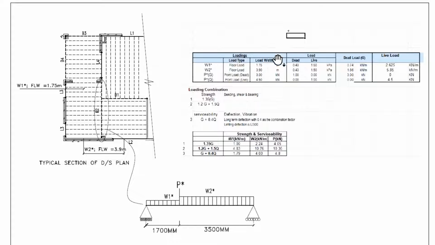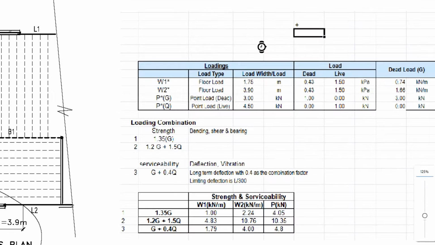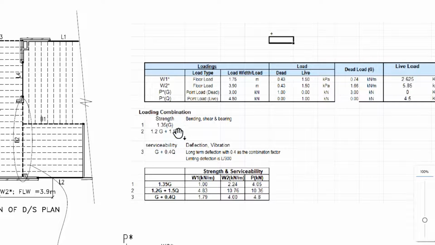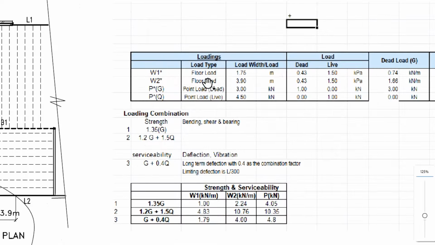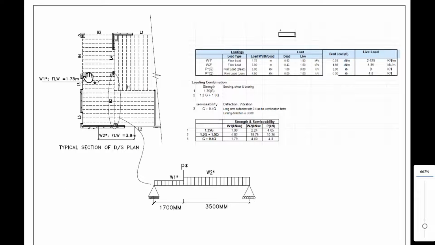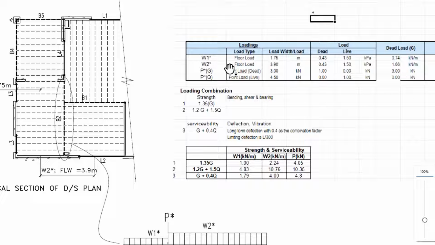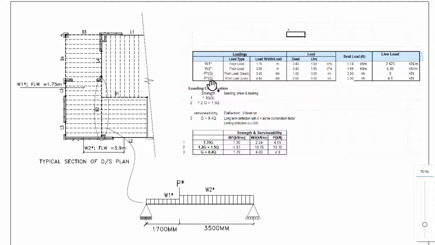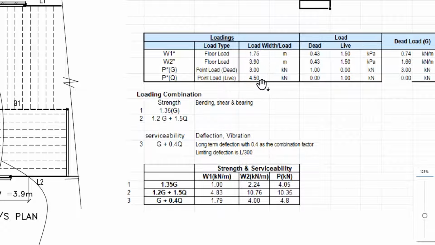I've set up the table like this to make it easier. So W1 is simply the floor load, which floor load width is 1.75 like we said before. And for W2, the floor load width is 3.9. And we also have P from the dead load and P from the live load tracked down from beam B1. That was given to us in the example, okay, which is 3 kilonewton dead load and 4.5 kilonewton live load.